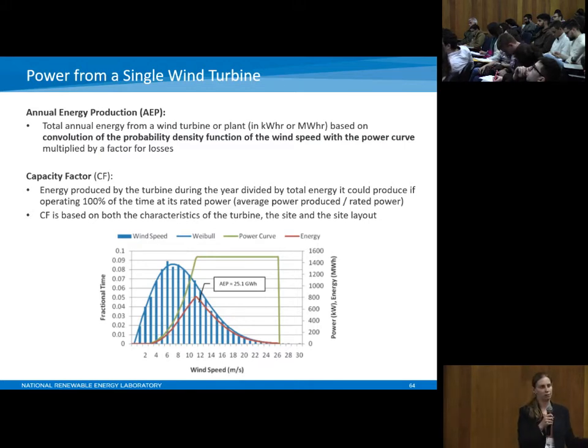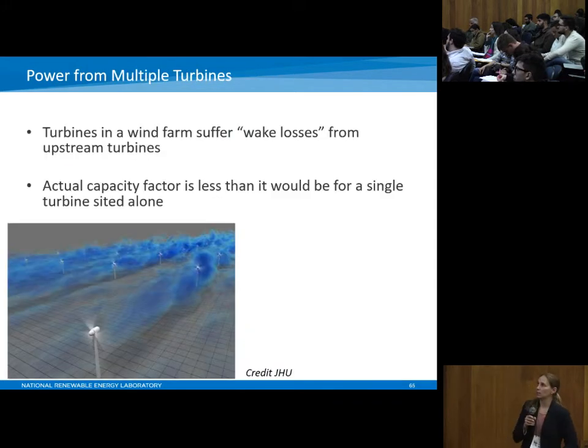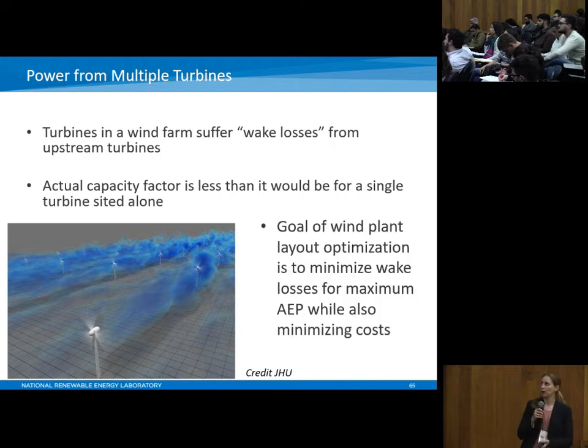There are many losses that factor into the plant, but the dominant one, going from your gross energy production that you could get out of this to your net energy production of what you actually get, is your wake losses. And so optimization of the layout of your plant is really mostly targeting minimizing these losses for maximum net energy production, also while minimizing costs.